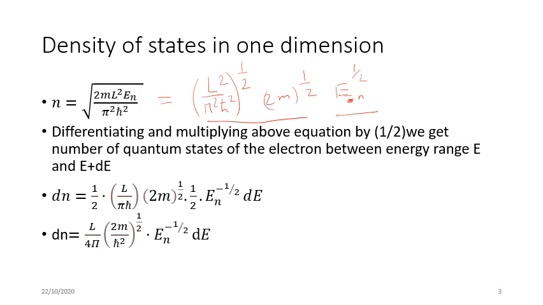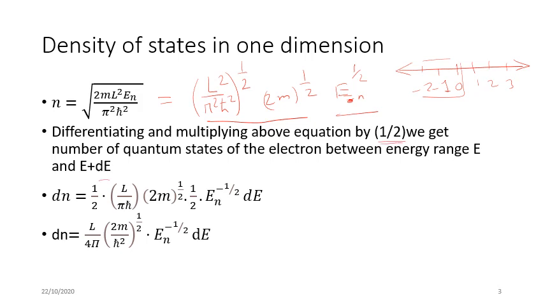Differentiating and multiplying the above equation by 1 by 2, we get the number of quantum states of the electron between the energy E and E plus dE. Why did we multiply by 1 by 2? Let's say this is a number line. We start from 0, here we have 1, 2, 3, and here we have -1, -2, and so on. We have ignored the negative part, and including 0 we have ignored this half, so only half of this number line is present. That's why we multiplied by the factor 1 by 2.